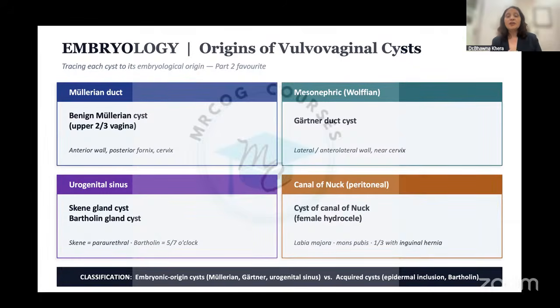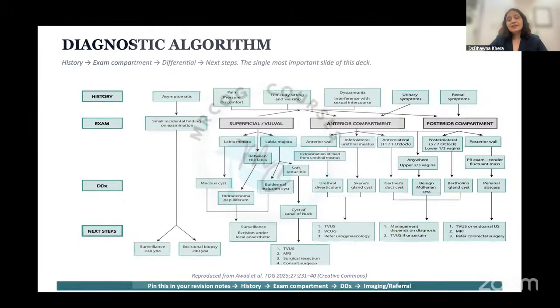Depending on this, it can be an embryonic origin cyst or an acquired cyst. The acquired cyst can be the epidermal inclusion or the Bartholin cyst. So the first important thing, looking at the location, you can see what that cyst means embryologically. This algorithm, you may find it quite complicated, but this is actually the one guiding algorithm which I've taken directly from the TOG article, as mentioned here also. So this is the most important one.